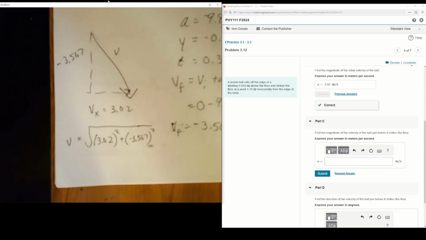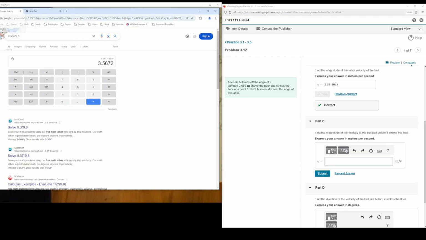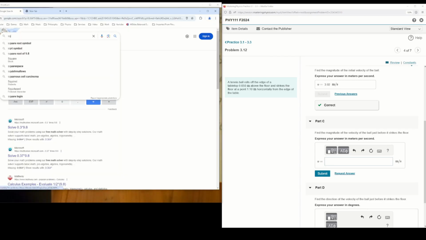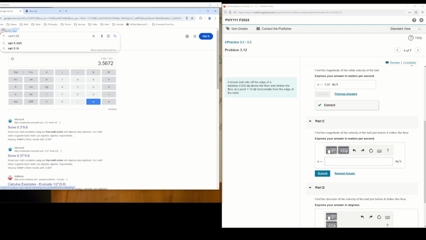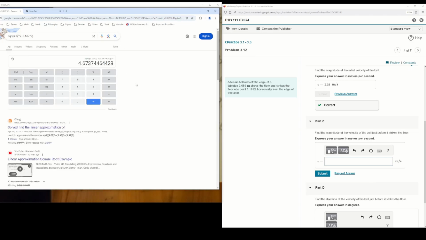So if we look at this final velocity, it's going to be Pythagorean theorem. So let me figure out what that is. I didn't put the minus sign in there because it doesn't matter when we're squaring something, that'll take out the minus sign. So I just didn't write it in, save myself a little bit of typing. So I get a final velocity of 4.67. That is the magnitude of the velocity just at impact.